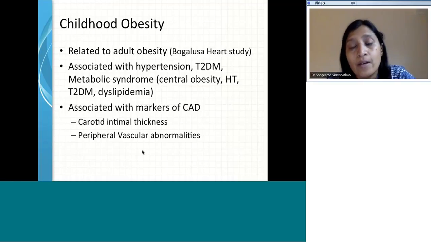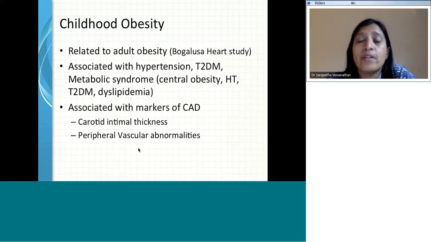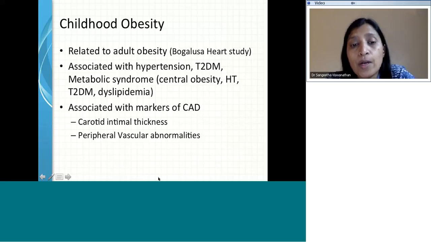All of these childhood adverse cardiovascular factors, including dyslipidemia, translate into adult adverse cardiovascular factors. So all of these increase the risk of the individual for adult cardiovascular problems. Also, markers of coronary artery disease like carotid intimal thickness, peripheral vascular stiffness, etc., have been assessed in obese children, and they have been found to be abnormal. So childhood obesity is not a benign phenomenon.